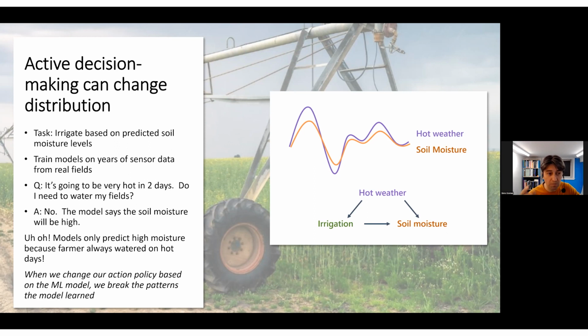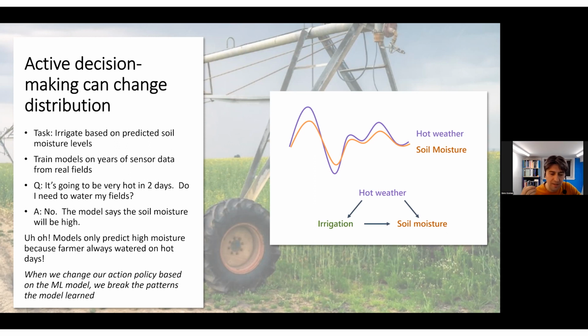We can train our AI models on years of sensor data from real fields, and then ask the question: it's going to be very hot in a couple of days. Do I need to water my fields? And the model will say, no, the soil moisture will be high. I've learned that when the temperature is high, the soil moisture is also high. This doesn't make any sense. Why is the model giving us this answer that doesn't match our common sense understanding?